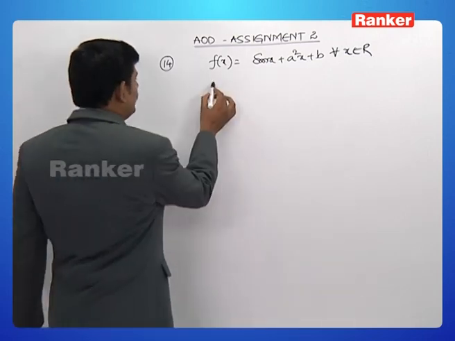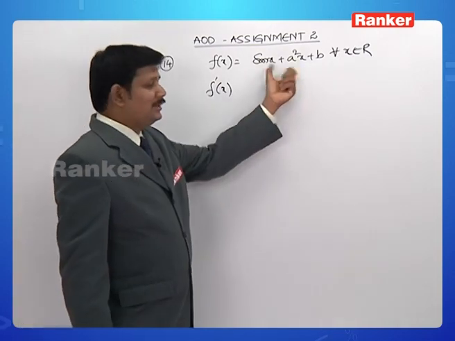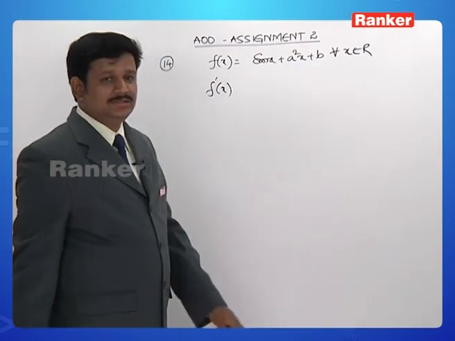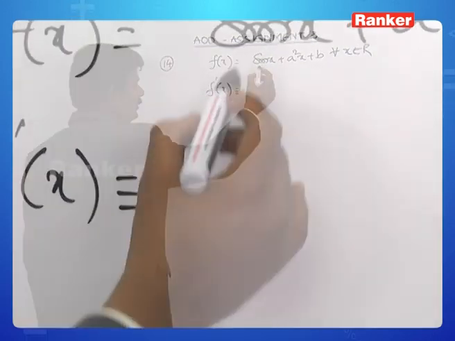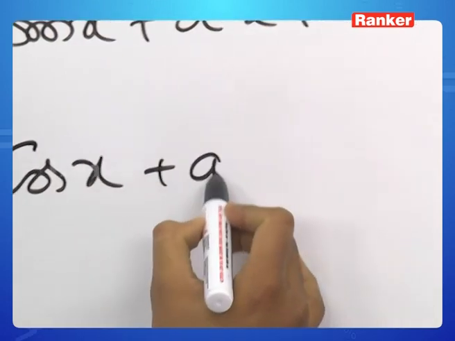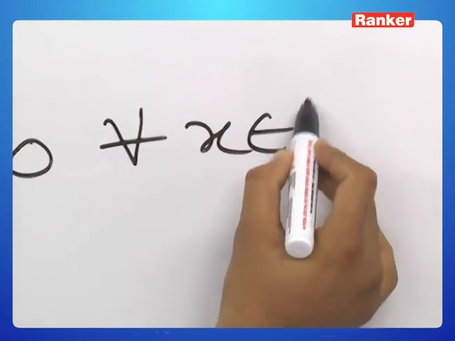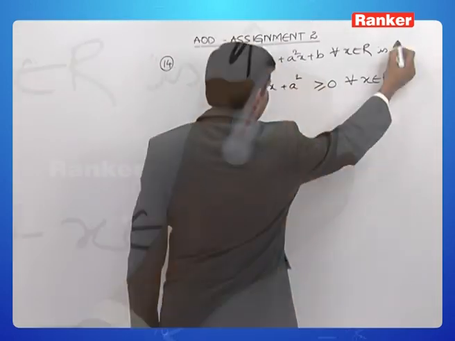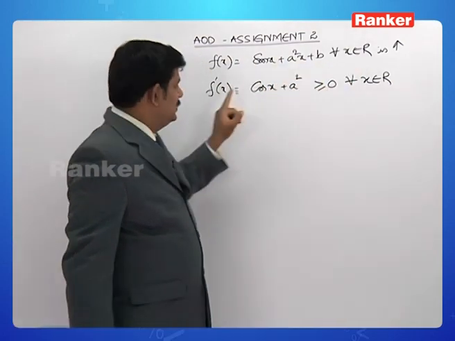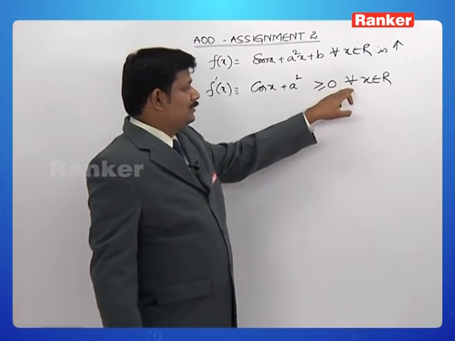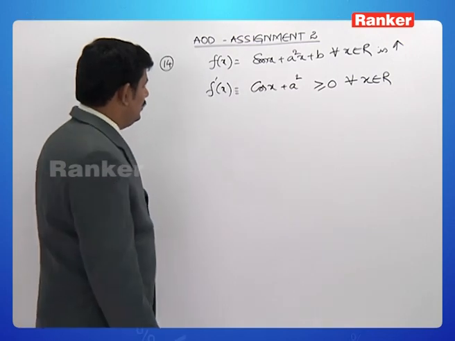So f dash of x, because sin x, a square x, b are all continuous differentiable functions. For a function to be strictly increasing, it is necessary and sufficient that f dash of x, which is cos x plus a square, be greater than or equal to 0 for all x belonging to R. For f of x to be increasing on R, f dash of x should be greater than or equal to 0 for all x belonging to R, equality not forming any interval.